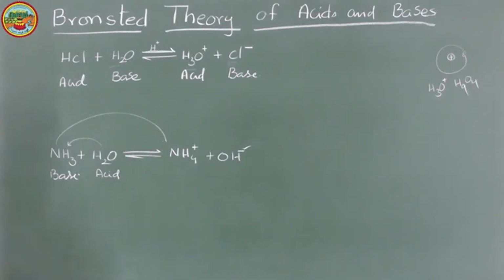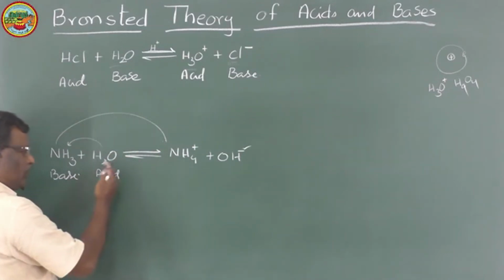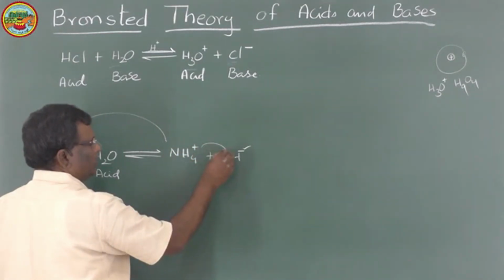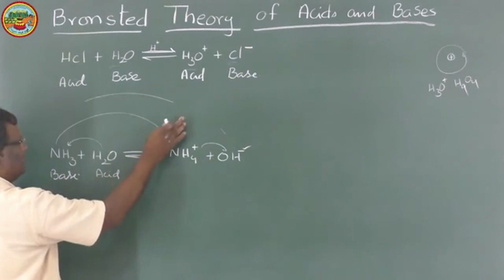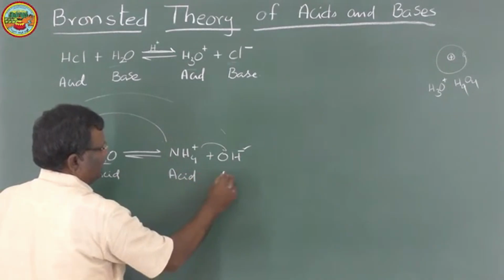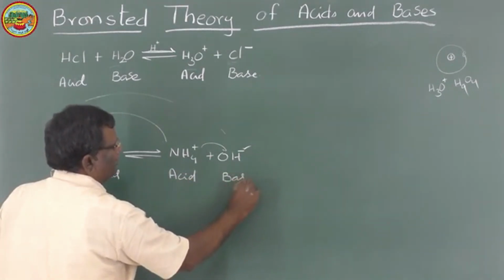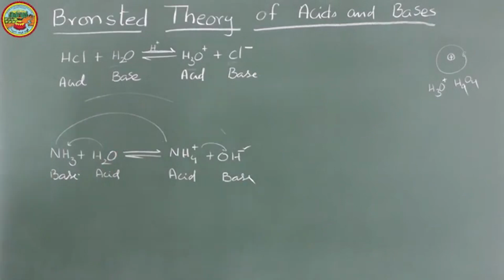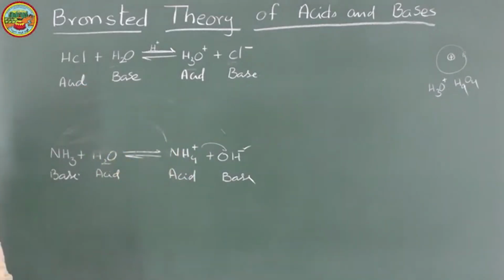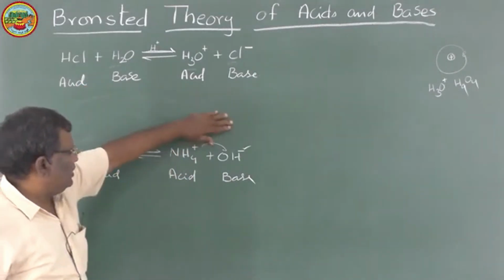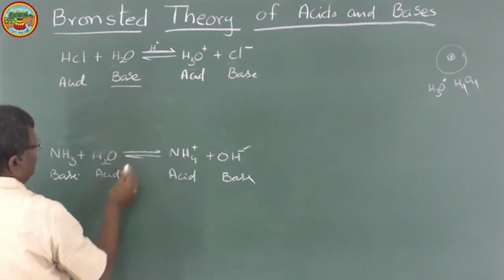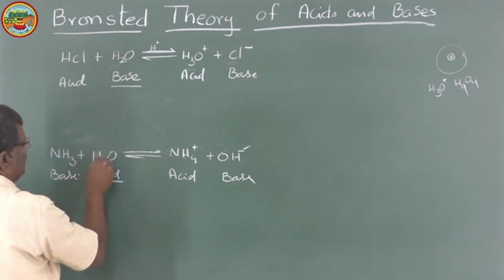In the reverse reaction, that is in the backward reaction, NH4 plus is converting into NH3. That means NH4 plus is donating one proton to OH minus so that OH minus is converted into H2O. So here NH4 plus is an acid, OH minus is a base. So if we observe these two reactions, H2O in the first reaction will act as a base, in the second reaction it is acting as an acid.